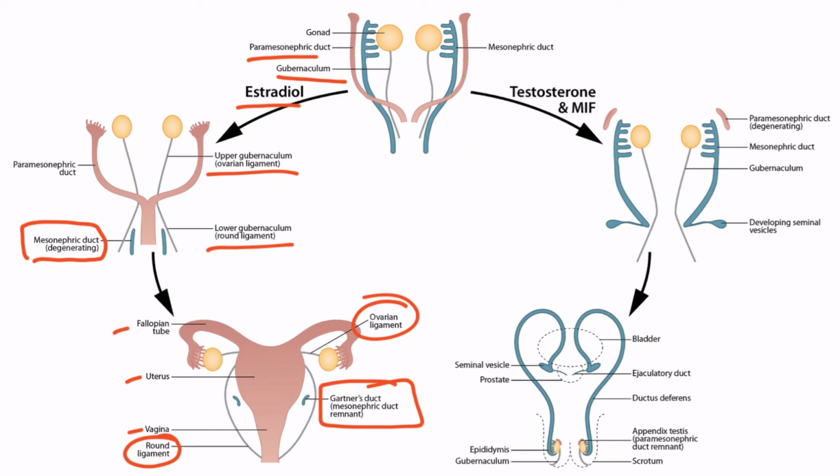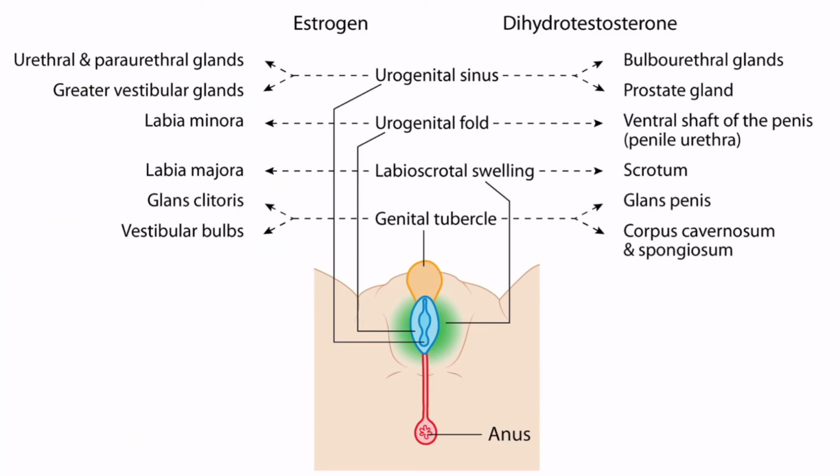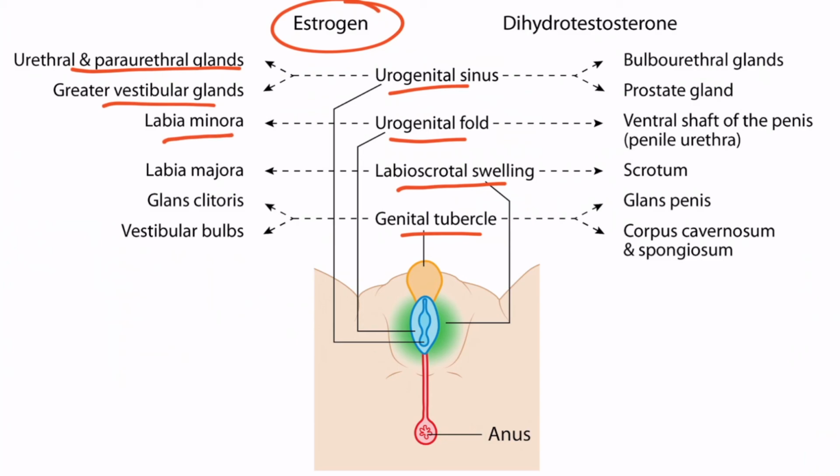All right, so far we've discussed how the gonads and internal genitalia develop. Now let's discuss external genitalia. This is an image of undifferentiated external genitalia. We can see four important structures: the urogenital sinus, urogenital fold, labioscrotal swelling, and genital tubercle. In the presence of estrogen, the external female genitalia are formed, including the urethral and paraurethral glands, the greater vestibular glands, the labia minora, labia majora, glans clitoris, and vestibular bulbs.